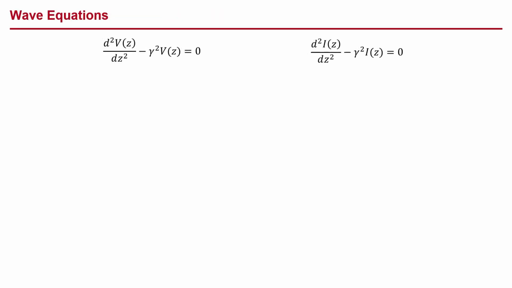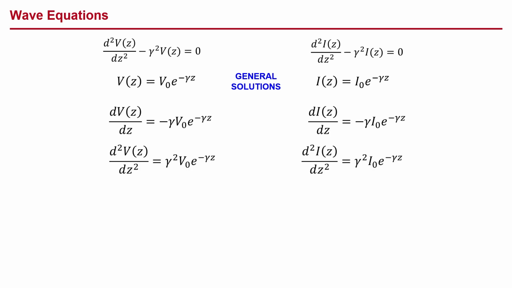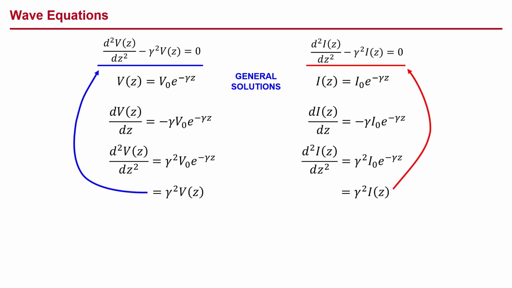Each wave equation has a general solution that includes an amplitude term, V0 and I0, multiplied by e to the minus gamma z. Remembering the properties of exponential functions and their derivatives from the math sessions, we can differentiate each general solution twice to show that yes, indeed, each one satisfies its respective wave equation.